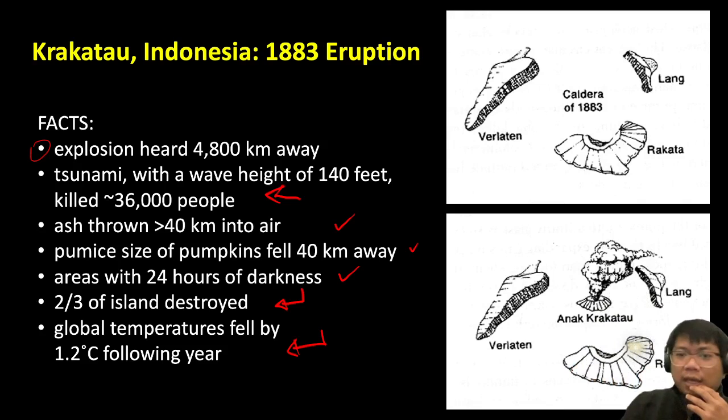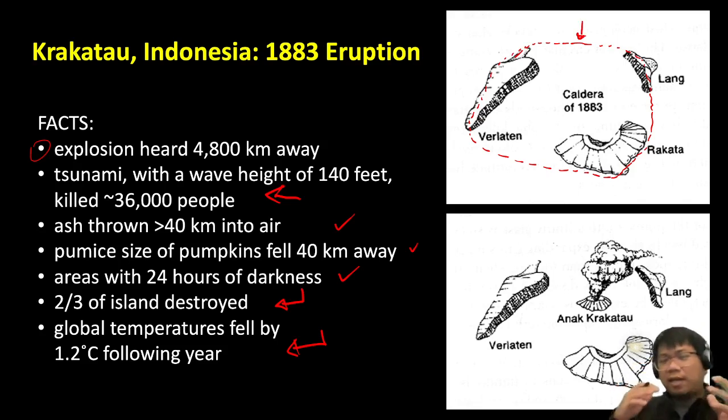So this is the outline of Krakatau before it erupted. That is how big the island was, sticking out above the sea level. Remember that Krakatau is a submarine volcano. The base of the volcano actually sits on the seafloor, and what we see on the surface is just the tip of it. So this is the outline of the volcano that sticks out above the sea level.